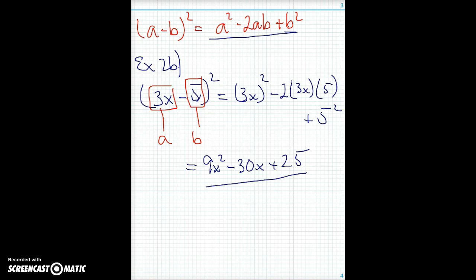Now, look at the practice problems under example 2 on your worksheet, and again, check your answers when you've finished with the answers that are provided.